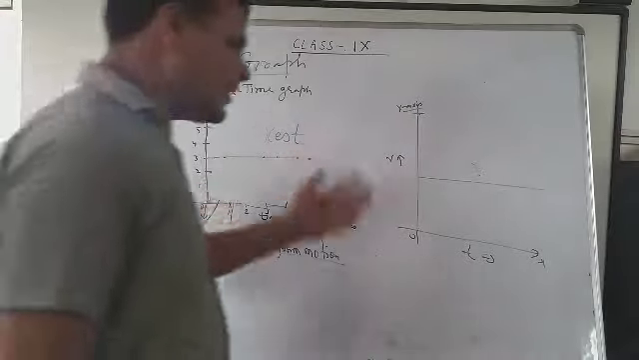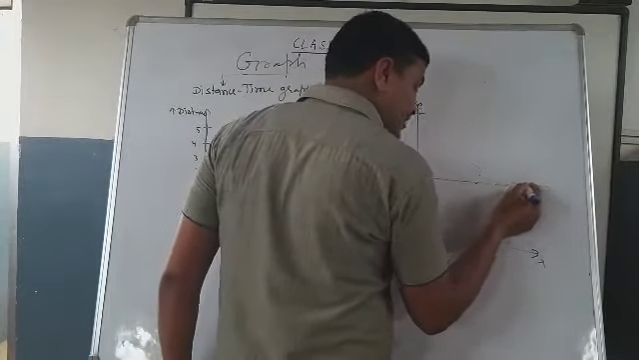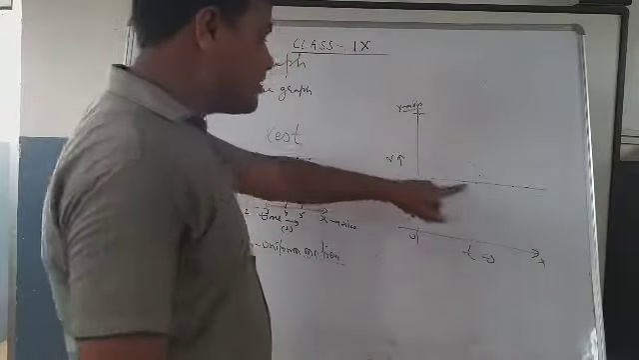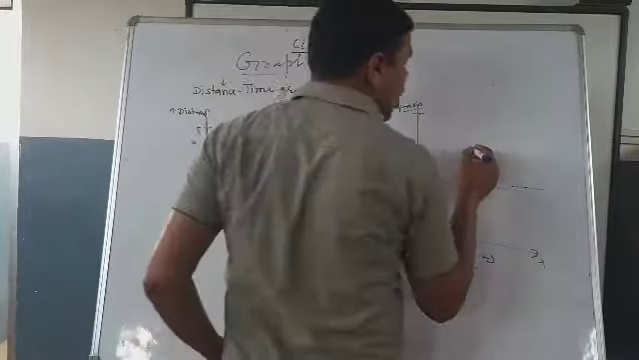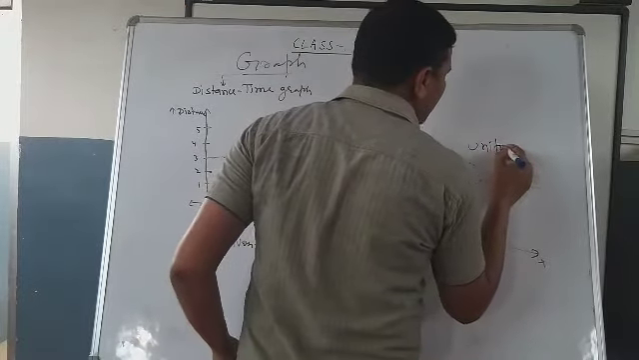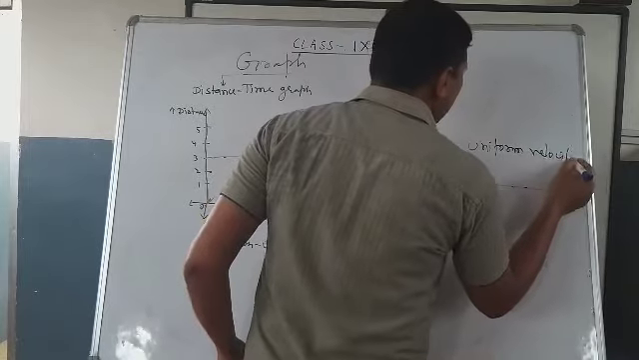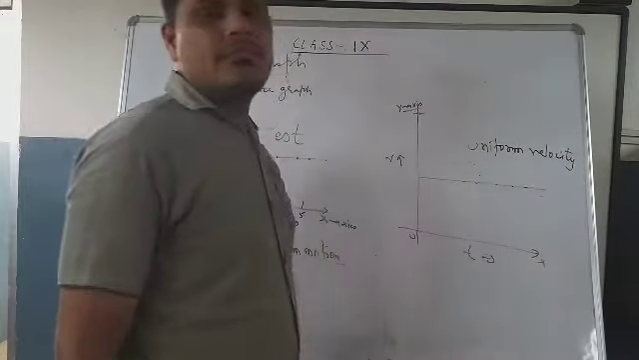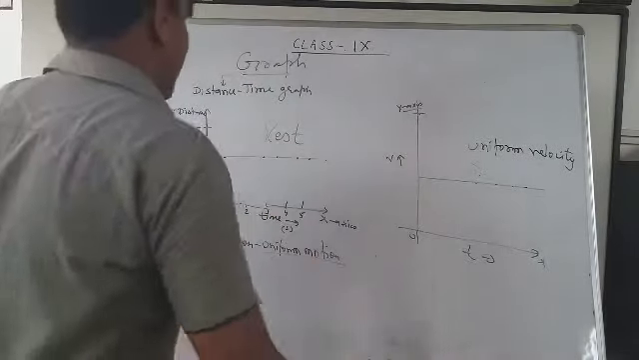But in the second figure, you can say that time is passing, but velocity remains the same. This is a case of uniform velocity. So this is all about the distance-time graph.